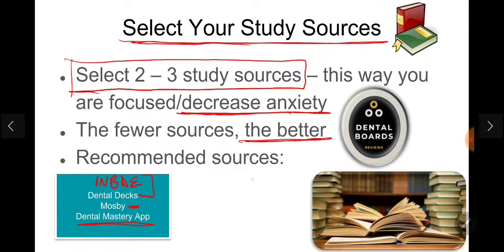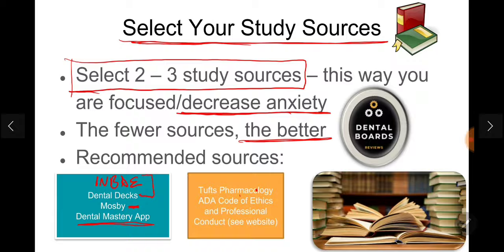Now, other resources that you may use, okay? The other resources that are helpful are the Tufts pharmacology. It's easy. It breaks down things in terms of questions, explanations. So you can use these ones if you have time. If you have finished these ones, these are the main study sources that I recommend. If you finish this one and you want to review Tufts pharmacology, you can do that. And also the ADA Code of Ethics and Professional Conduct, which are found on the ADA website. Those are very helpful. Okay? So these are resources I recommend.